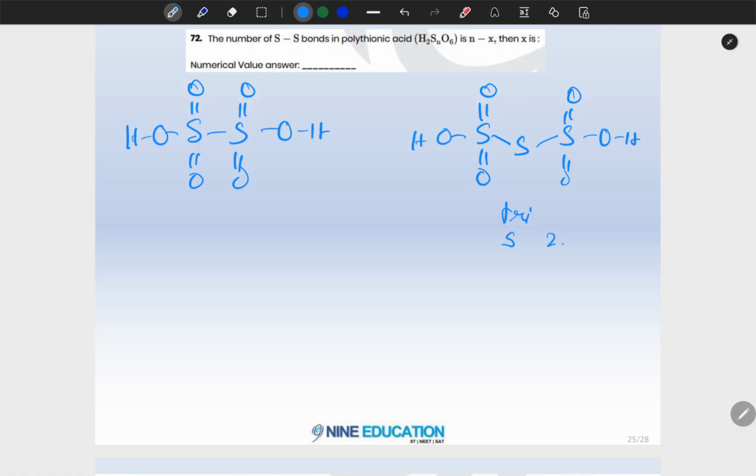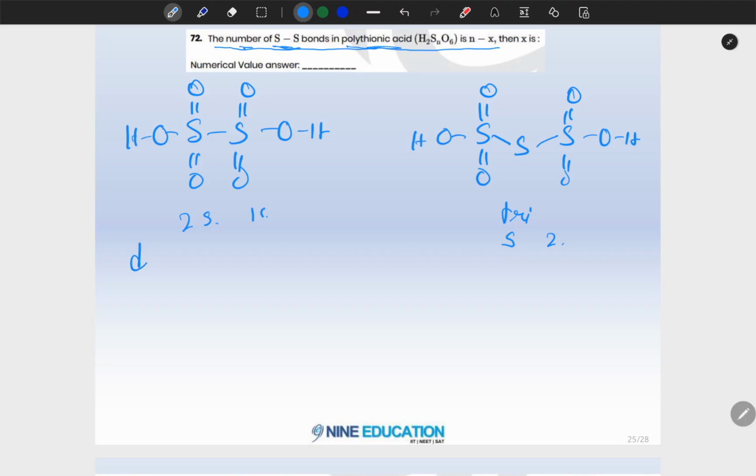In dithionic acid, how many sulfurs are present? There are 2 sulfur. And how many S-S bonds are present? Only 1 S-S bond, right? Now we have to find out the number of S-S bonds in polythionic acid. Actually, we don't have to find out the number. It is given that the number of S-S bonds in polythionic acid is N-X.